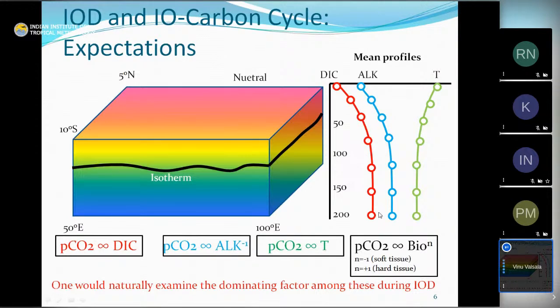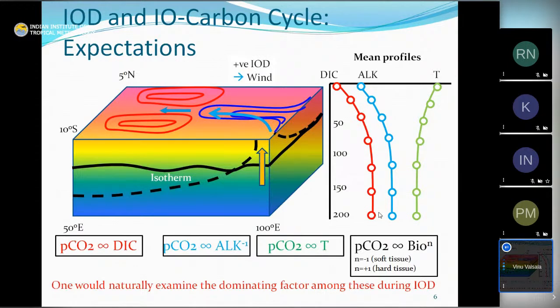Then what happens during IOD? This is what happens during the IOD. There is a development of a southeasterly wind anomaly over the equatorial region. When the equatorial wind anomaly develops, it excites Kelvin waves and Rossby waves in the upper ocean. Then your isotherm starts to have a slope, and in the east you experience upwelling.